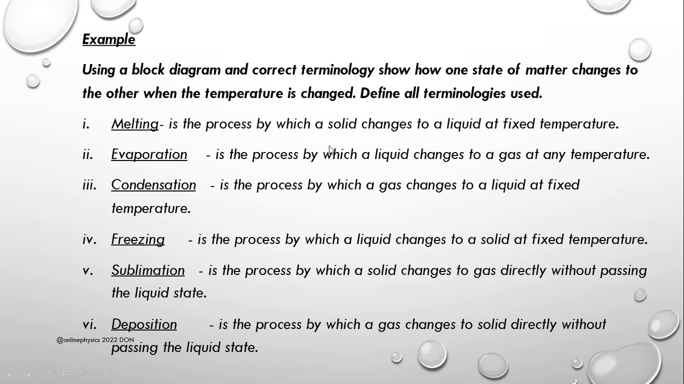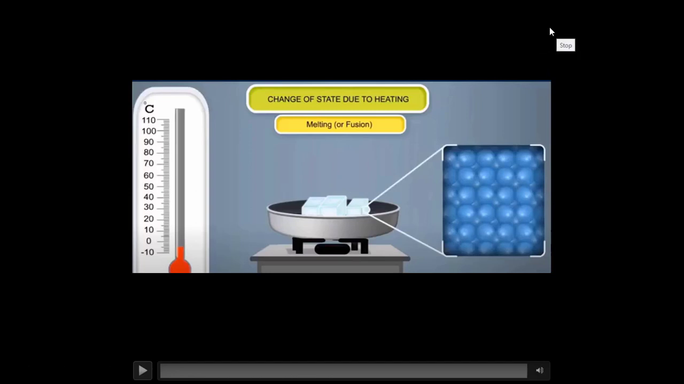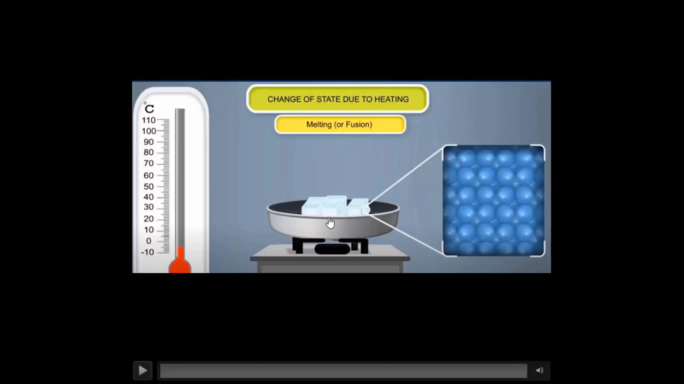Then we have evaporation, the process by which a liquid changes to a gas at any temperature. We also have condensation, the process by which a gas changes to a liquid at fixed temperature. Then there is freezing, when a liquid changes to a solid at fixed temperature. Then sublimation and deposition. So let us check the video that we have. We are talking about change of state due to heating. So you can have this video and check what is happening.